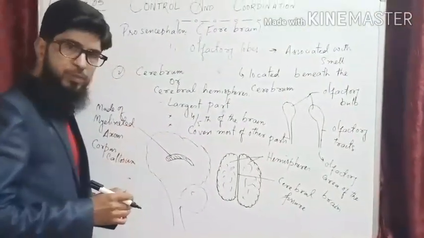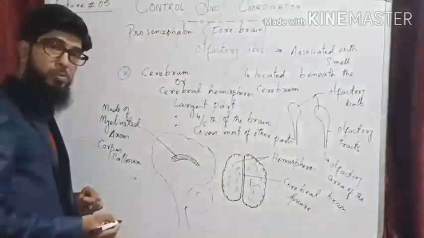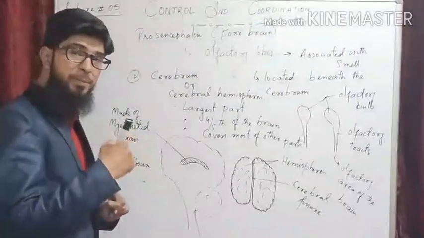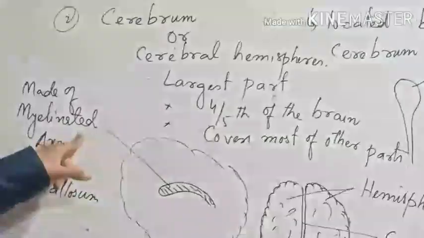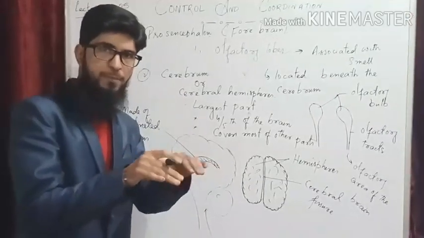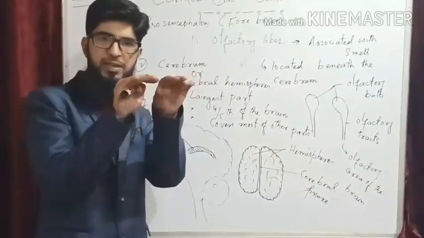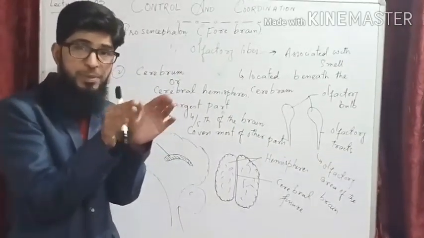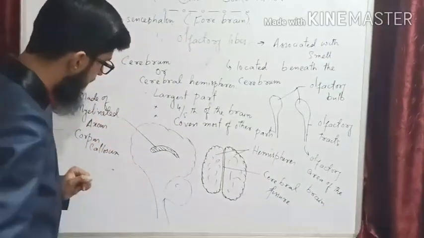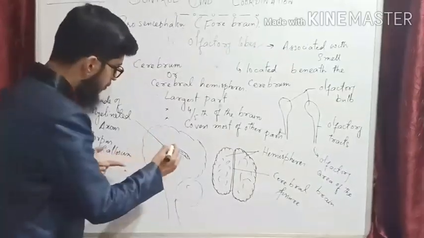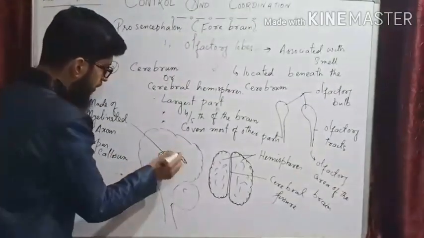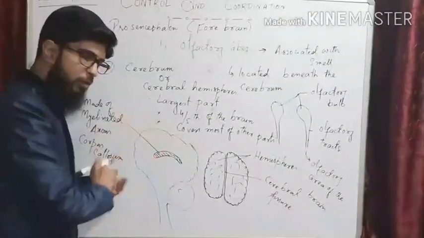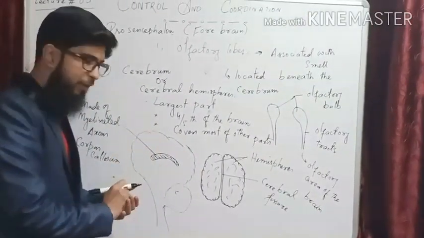Another thing which is very important about the corpus callosum, it is the characteristic feature of mammals only. So it is made of myelinated axons. It joins the right hemisphere with the left hemisphere. On the upper part, right hemisphere, left hemisphere, they are separated, and when we go deep into the brain, there is the corpus callosum which joins the two hemispheres. Okay, it's clear to you.